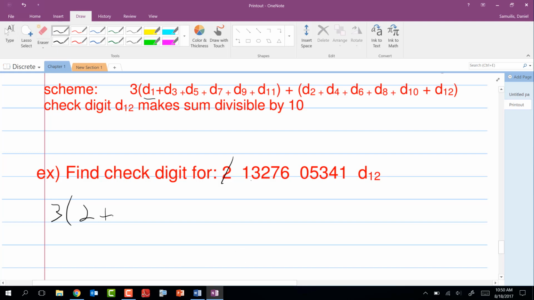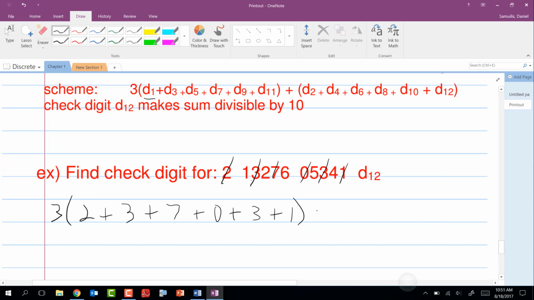Plus, what would be the next one? 3, because it's in the D3 position. Cross it off so I don't lose my spot, and I understand where these are located. I think you get it. Next one's 7. Next one is 0. Next one is 3. And then you better end up with this 1, because you know that's the 11th position, because you're trying to find the 12th.